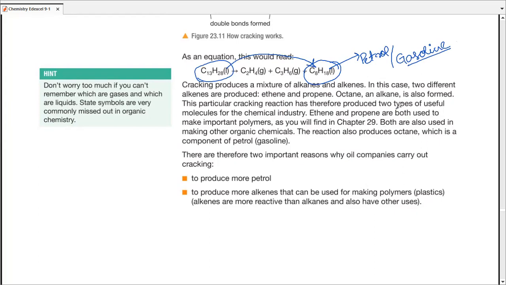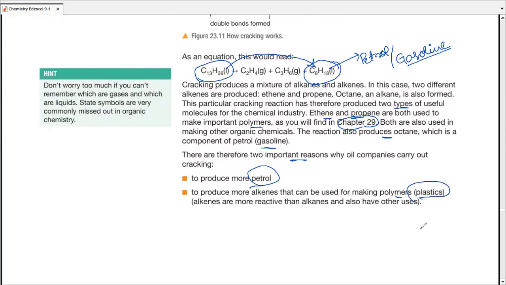Apart from that, the two other useful molecules are ethene and propene, which make polymers. We're going to find that in chapter number 29, the last organic chemistry chapter in the book, which discusses what polymers are. However, octane is an important part of gasoline, which is also stated over here. So there are two very important reasons why oil companies carry out cracking. They produce more petrol that way, and actually, that's a lot of profit to talk about. And they produce alkenes that can be used for making polymers, mostly plastics.